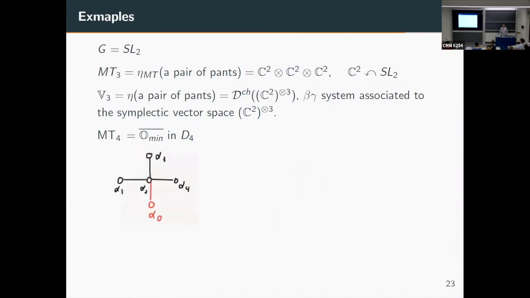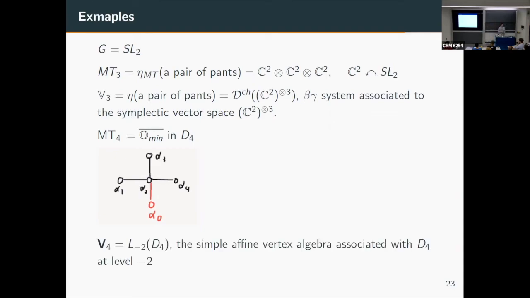And the reason why D4 appears is that this should have 4 commuting actions of SL2. And you find 4 commuting actions of SL2 if you write the adjoint representation of D4. And the corresponding vertex operator algebra is the simple affine vertex algebra associated with D4 at level -2, which is the same one that appeared in the case of F-theory.